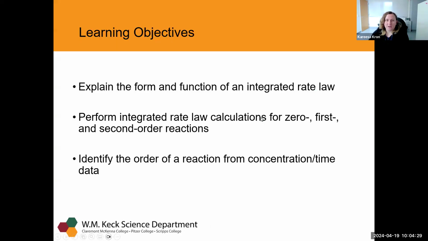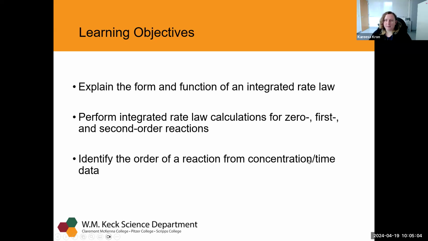So the learning objectives of this video are to explain the form and function of an integrated rate law. And in this video, we're going to perform integrated rate law calculations for a zeroth order reaction. And then in part two, I'm also going to perform an integrated rate law calculation for a first and second order reaction. And then we will also talk a little bit about how we can identify the order of a reaction from concentration time data using these integrated rate laws.